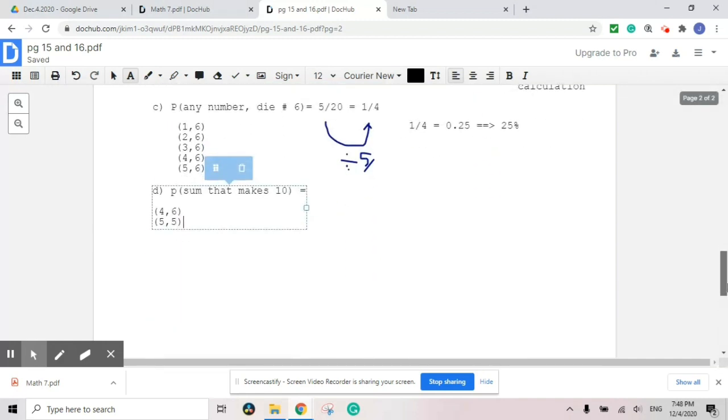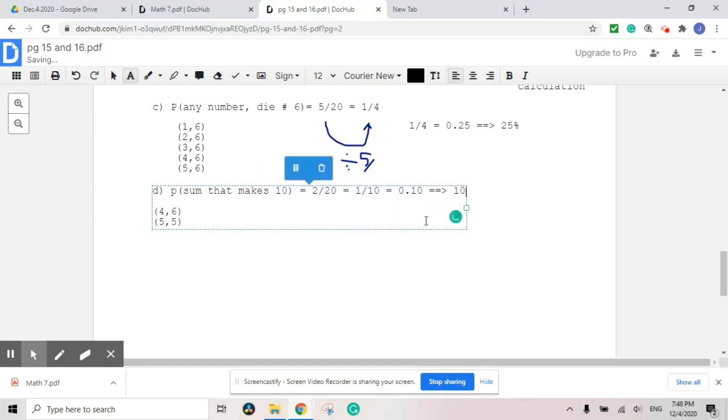So in this situation, it's tricky probability, as you may notice. However, once you figure that out, you know that 2 over 20 is what you have. Is that the most simplified number? No, it's not. Divided by 2, then 1 over 10, which is 0.10. If you multiply by 100, you will notice that that's a 10% possibility.